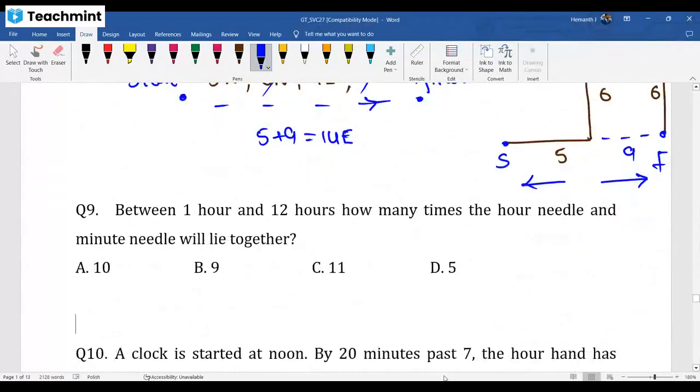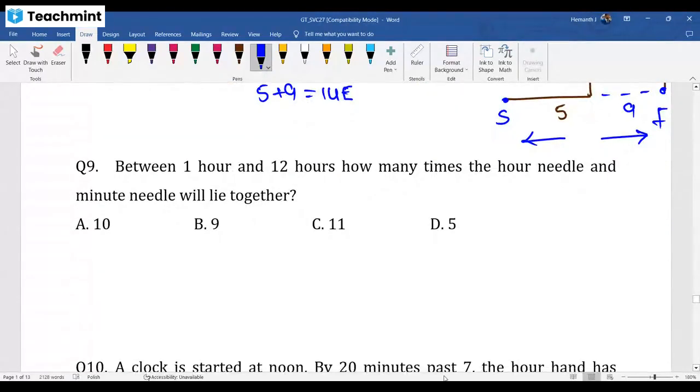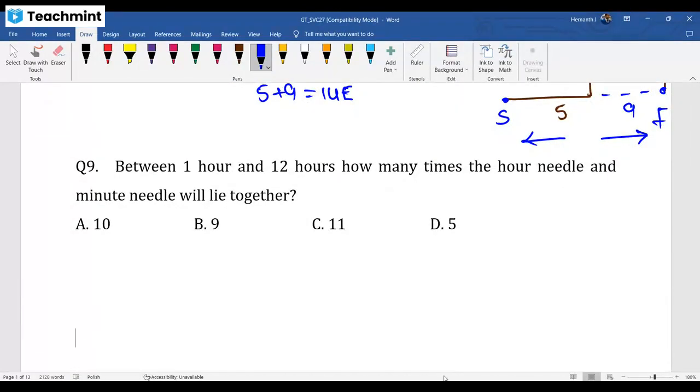Next, clock related question. Between 1 hour and 12 hours, how many times will the hour needle and minute needle be together? Okay, how many times will it be together?